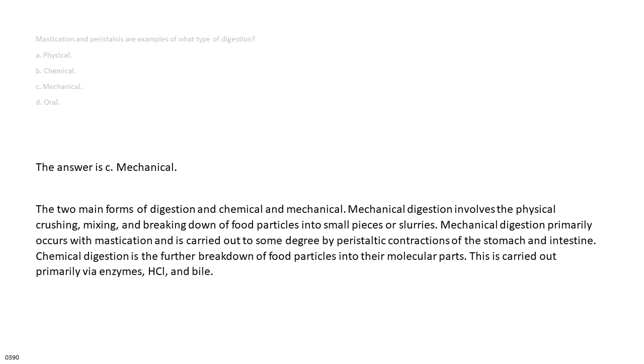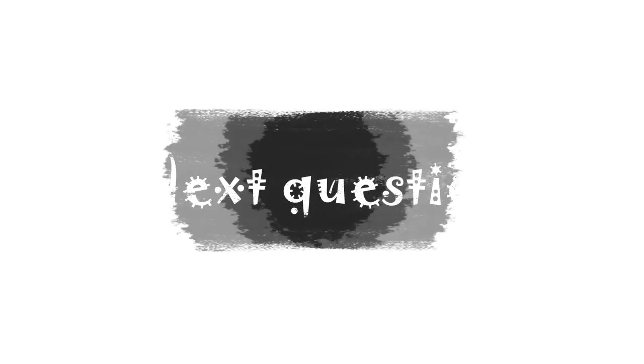The two main forms of digestion are chemical and mechanical. Mechanical digestion involves the physical crushing, mixing, and breaking down of food particles into small pieces or slurries. Mechanical digestion primarily occurs with mastication and is carried out to some degree by peristaltic contractions of the stomach and intestine. Chemical digestion is the further breakdown of food particles into their molecular parts. This is carried out primarily via enzymes, HCl, and bile.